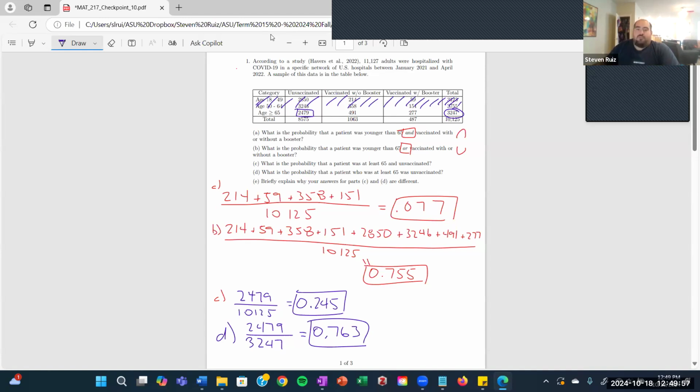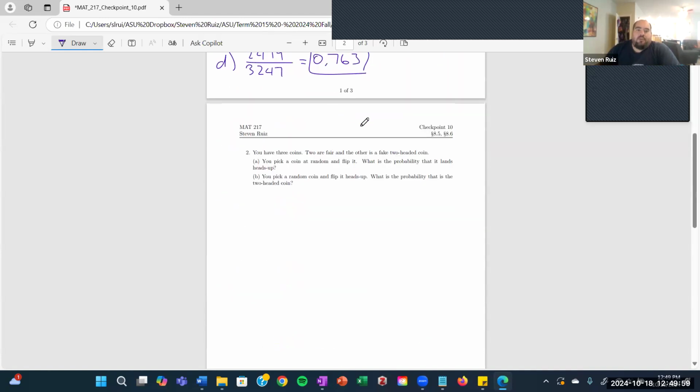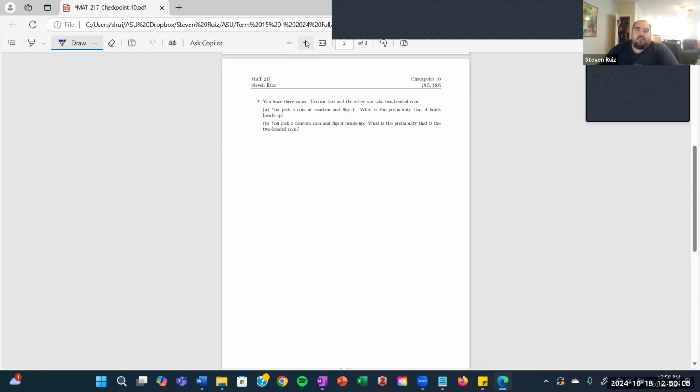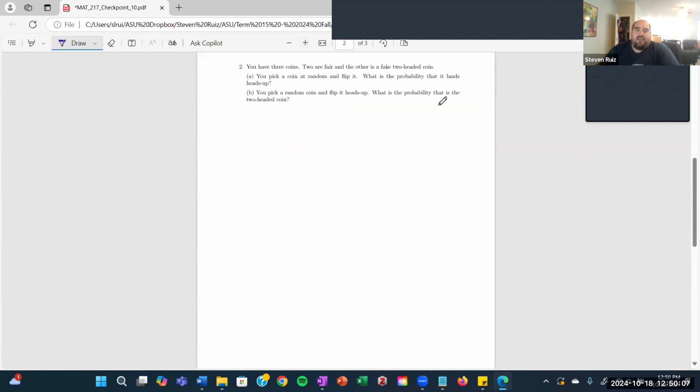All right, moving on to question 2. We have 3 coins. 2 are fair, and the other one is a cheater coin. It has 2 heads on it. So I pick up a coin at random and flip it. What is the probability that it lands heads up? I think this is a good, by no means mandatory, candidate to make a tree diagram for.